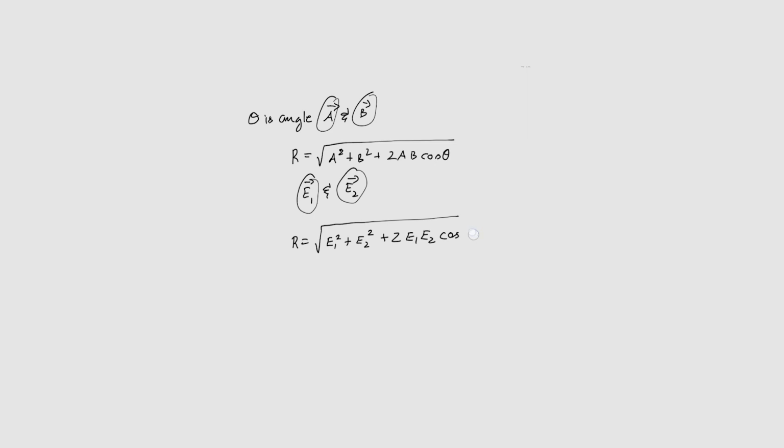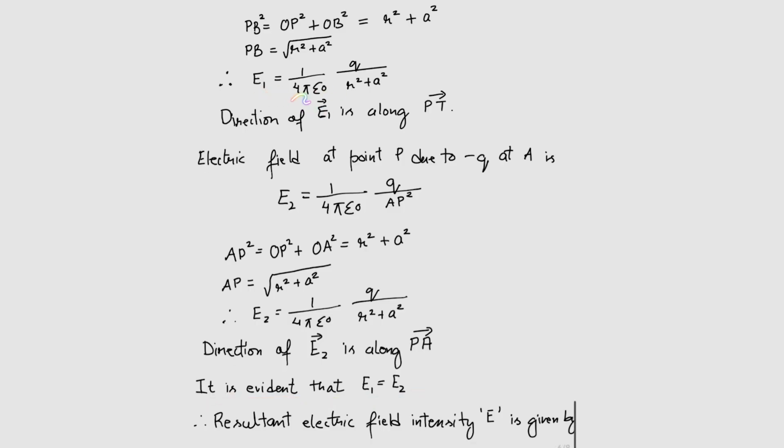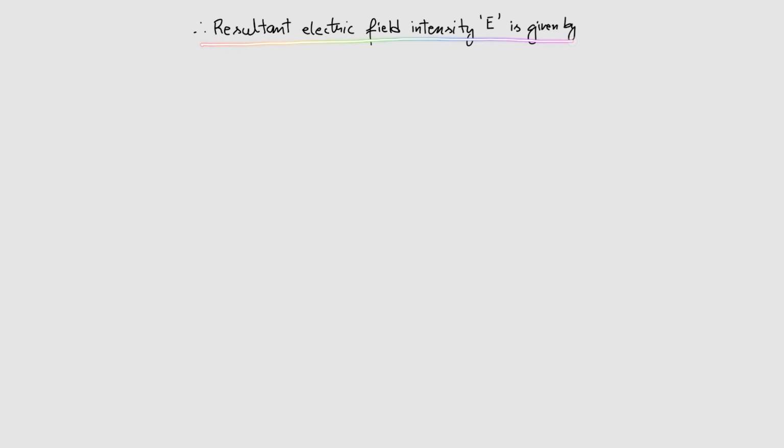So the angle is cos of 2 theta. It is evident that E1 is equal to E2. E1 has a value, and E2 is also the same. The resultant of the electric field is given by E is equal to root over E1 square plus E2 square plus 2E1 E2 cos of 2 theta.